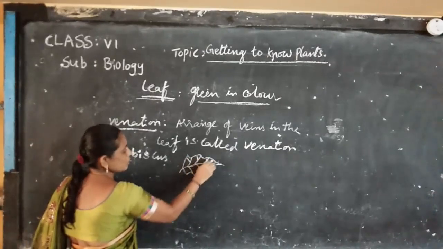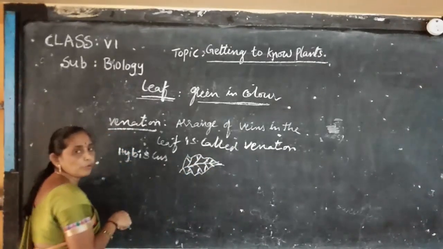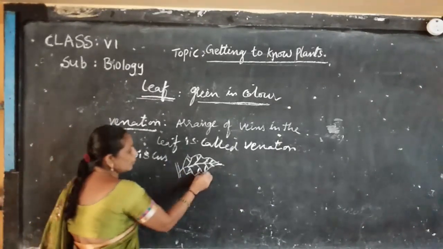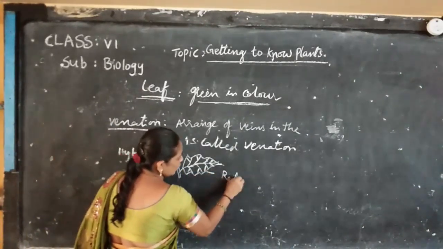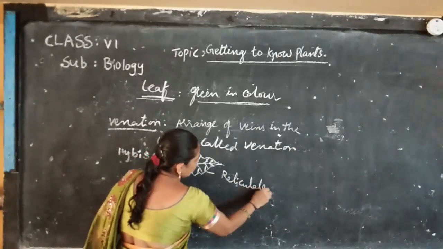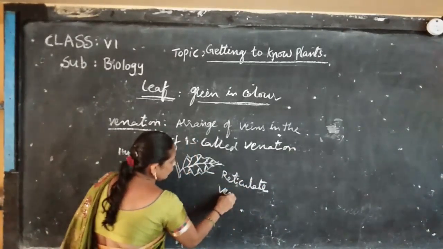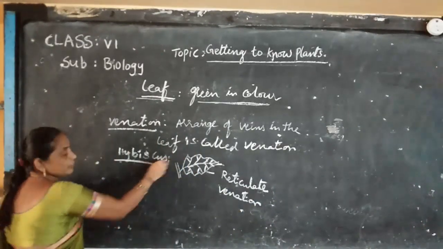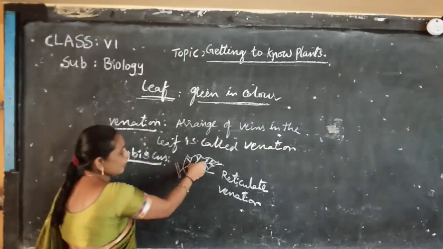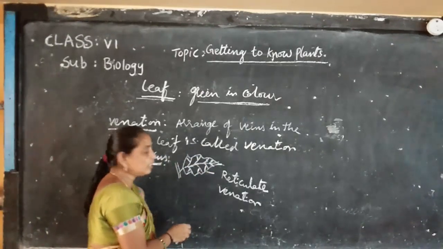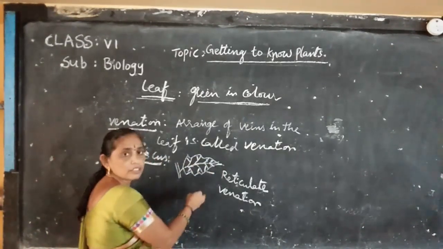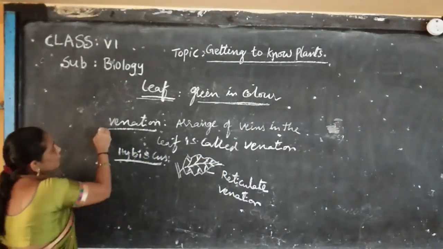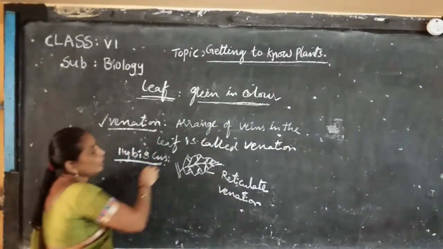Net-like on both sides. This type of venation is called reticulate venation. In the hibiscus plant, the veins are arranged in a net-like pattern on both sides. This type of venation is called reticulate venation.